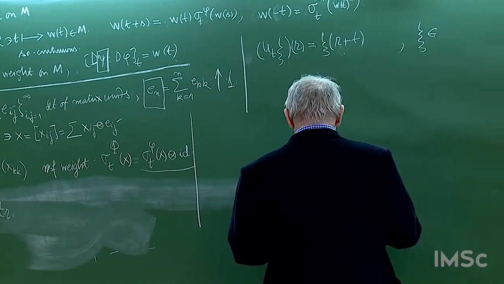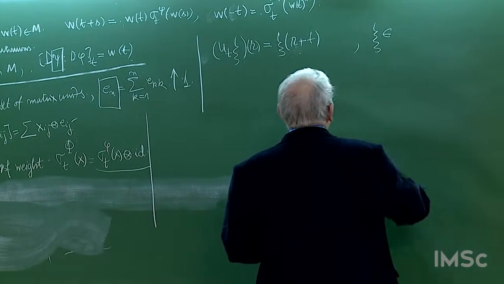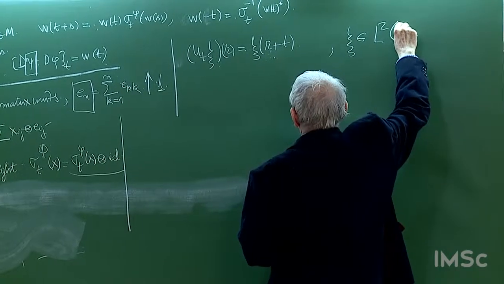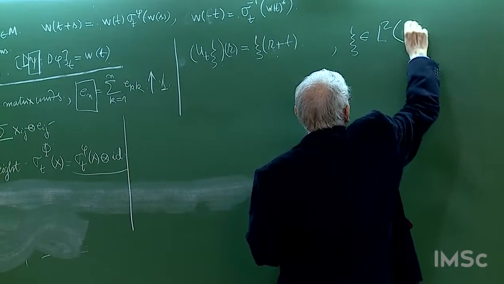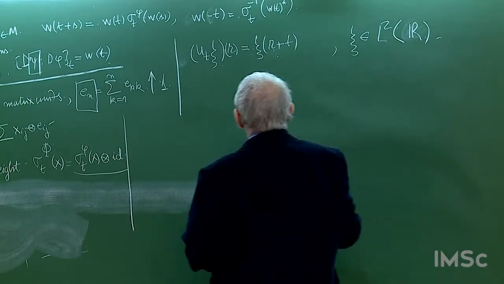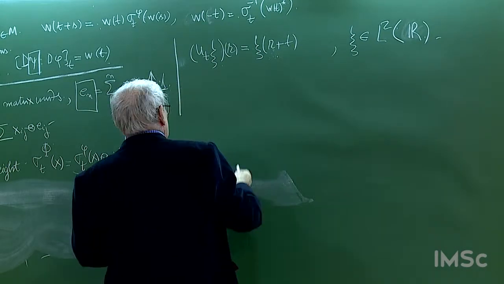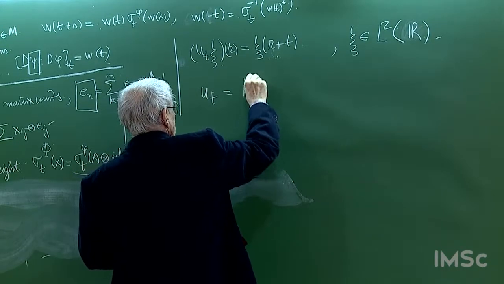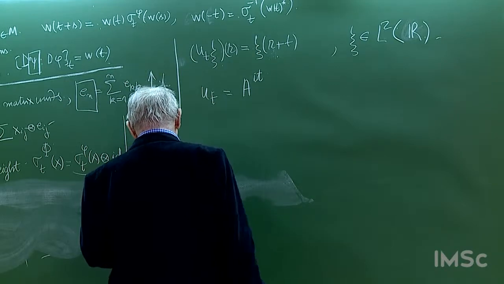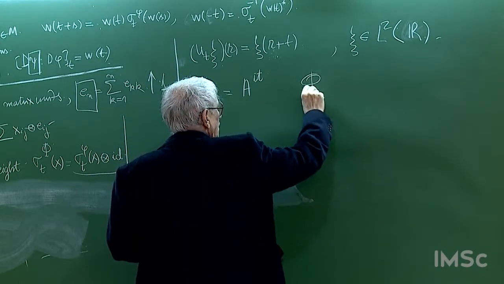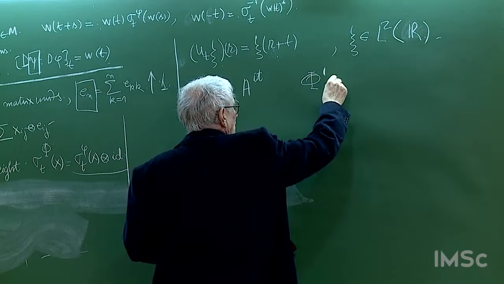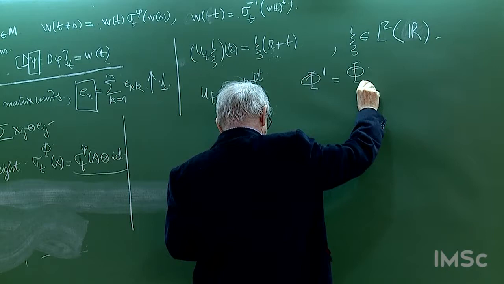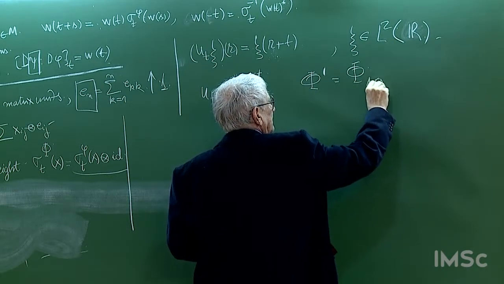Okay, so I take this for psi in L2 of R. I write u_t, I take the analytic generator of u_t, A to the power it, and a new weight, phi prime, which is phi_1 tensor A.